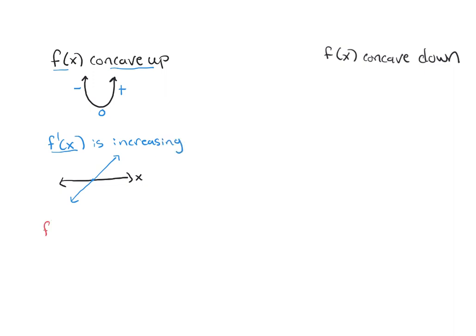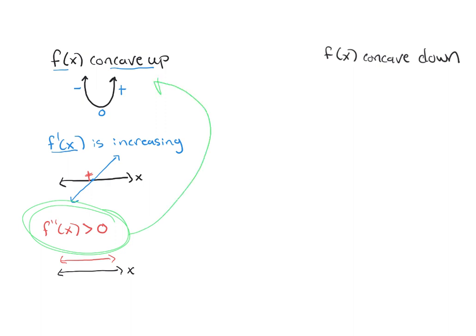So now let's consider the second derivative. The second derivative is describing the slope of the derivative. So if it's increasing, it is positive. So that second derivative would always be above the x-axis. So f double prime would be greater than 0. So what we'll be doing today is, if the second derivative is greater than 0, that concludes that the original f of x is concave up.